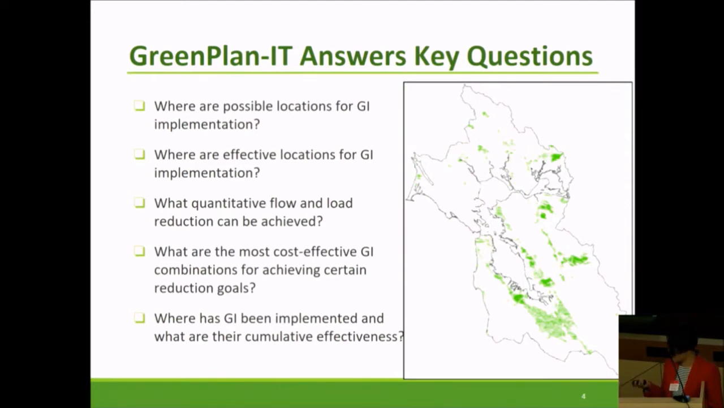The second one is, what are the effective locations? We all know stormwater runoff and pollution are not generated uniformly from the landscape, right? Some places are more polluted than others. So you want to identify what we call either hotspots or high-leverage areas where your green infrastructure will be most effective. You don't want to place it in really clean places where you actually do nothing, right? So this tool will help you with that information. And also, I think very importantly, you want to know what quantitative reduction you can get in terms of runoff and pollutant load.